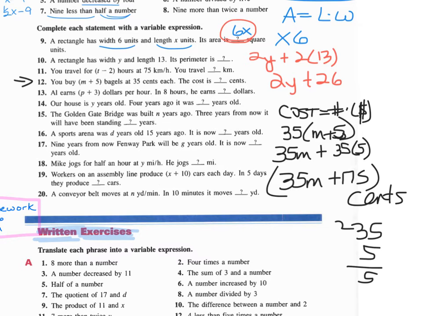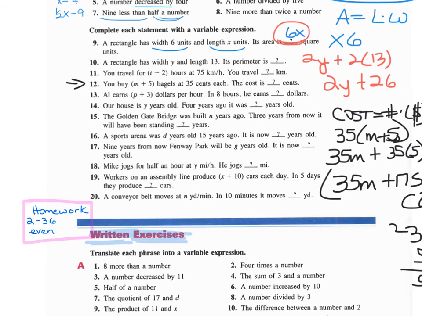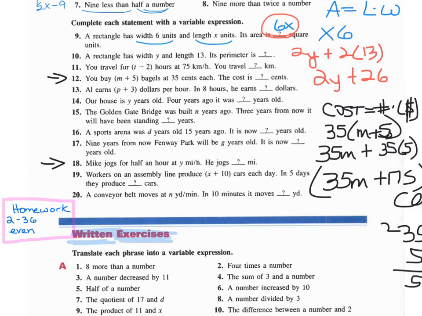Let's try a distance one. Let's see, do we have one? Let's try this one. So number 18, it says Mike jogs for half an hour at Y miles per hour. We want to know how many miles he's actually jogged. Now, notice the units on this one. See how it says miles per hour? So we need to turn this half an hour into part of an hour.